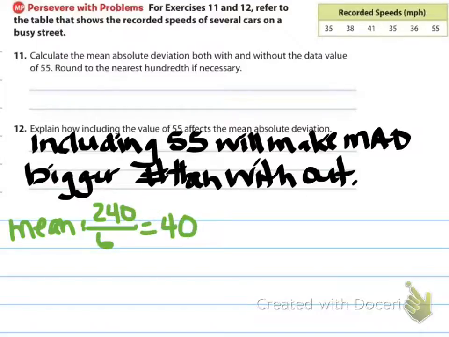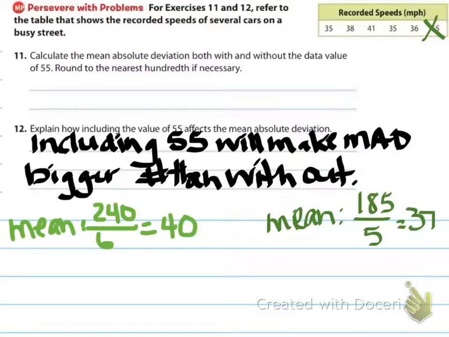So finding the mean, the first thing I did was add them all up, and it came to 240. I divided by how many there were, which is 6, and I got my mean as 40 miles per hour. So the average speed, including my 55, is 40 miles per hour. I'm going to go ahead and now do the mean when I don't include the 55.